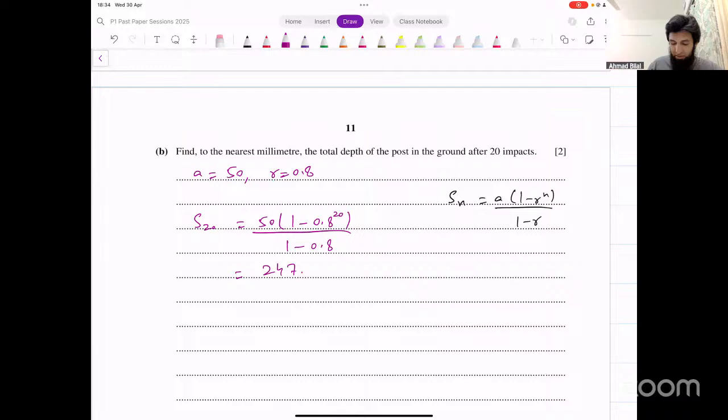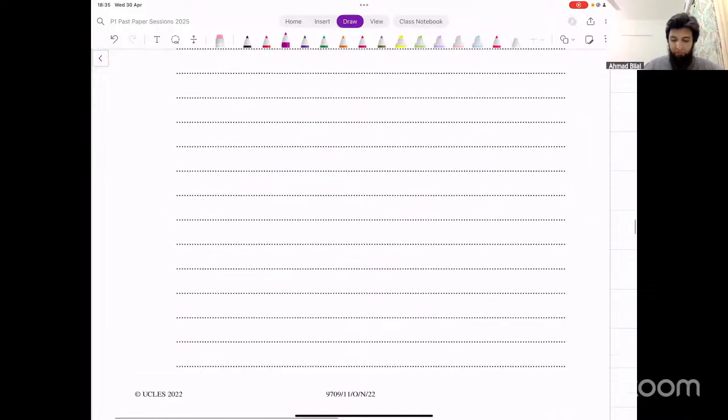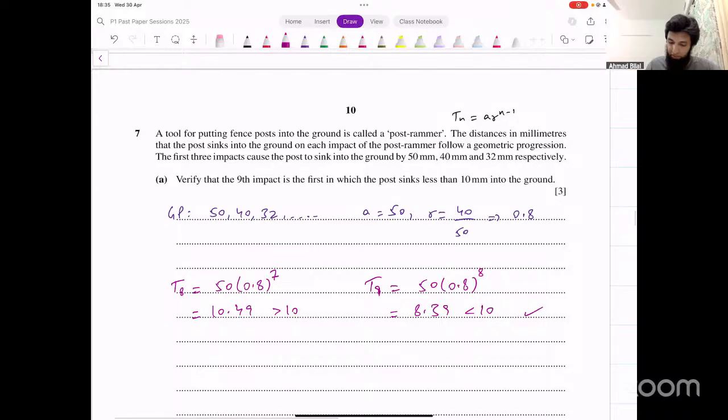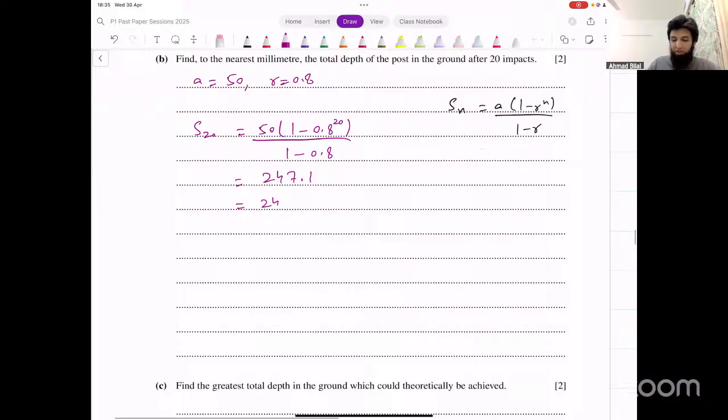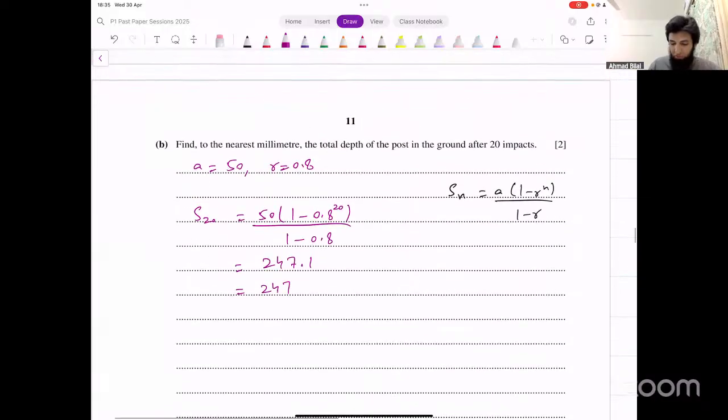247.1. That's the result that we get from this. You can round this out to 3 significant figures. The question says to the nearest millimeter. Okay, so now we have to be careful about this. These are given in millimeters. So we have to round this out to the nearest millimeter, and that will give us 247.